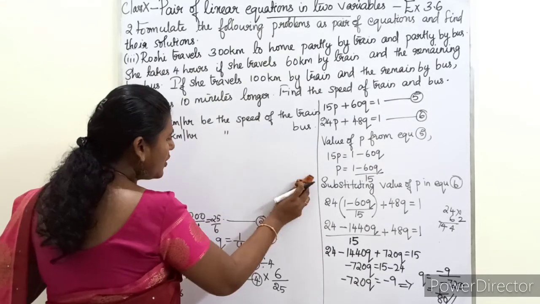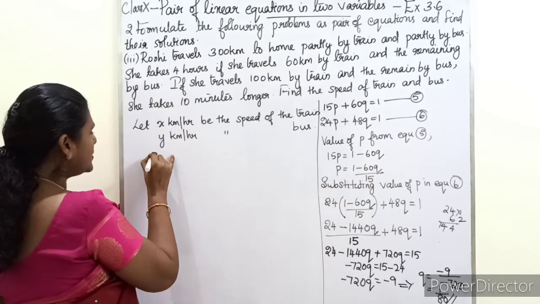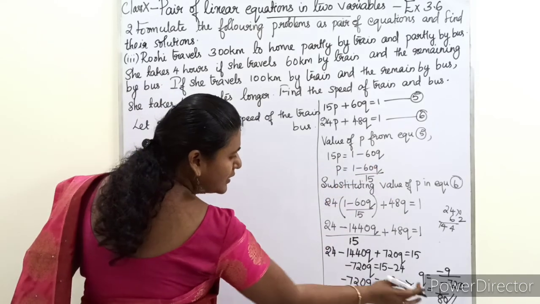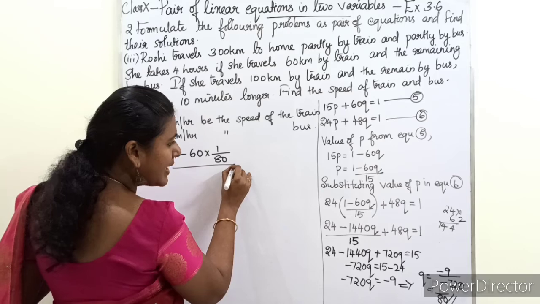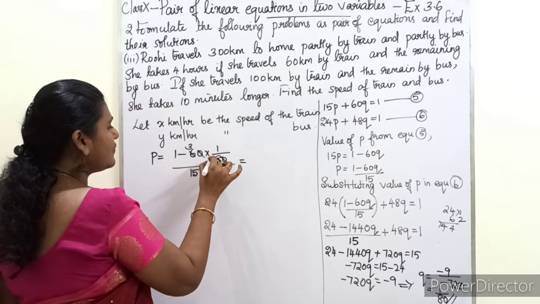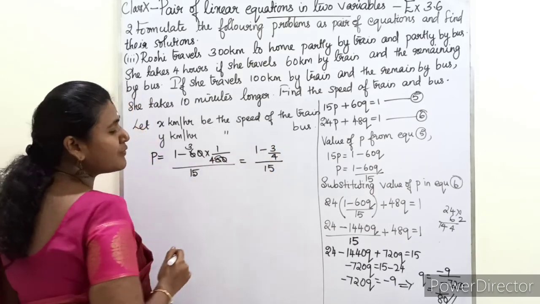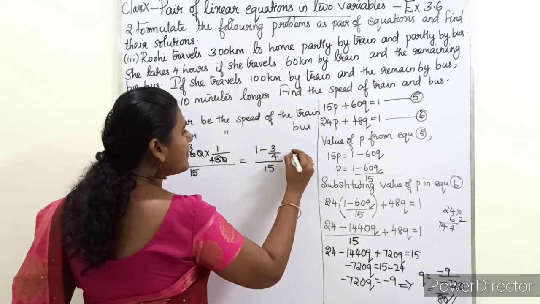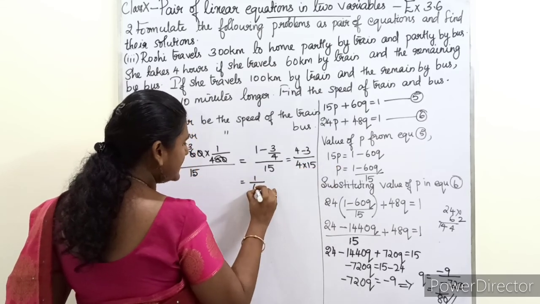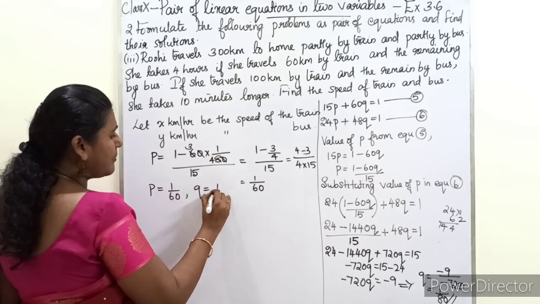Okay, so we will see now how to find the value of p. In this we will substitute: p is equal to 1 minus 60 into 1 by 80, since the q value is 1 by 80, divided by 15. So we will simplify this. Here these two will get cancelled, and 3 and 4. So 1 minus 3 by 4 by 15. Here we will take 4 as LCM. So 4 minus 3 by 4 into 15, that is 1 by 60. So we got p as 1 by 60 and q as 1 by 80.